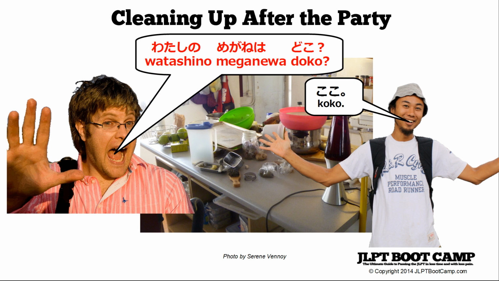So now you're at the end of the party and you're cleaning up, you're looking for some things and making sure everyone's got all their stuff. And you ask, Watashi no megane wa doko? So watashi no is my. Megane is glasses. So my glasses. And doko is where. So my glasses where is a very casual way to ask where are my glasses. And your friend answers koko. So maybe he's pointing somewhere in his location to mean here. It's over here. Here in this location is where your glasses are.